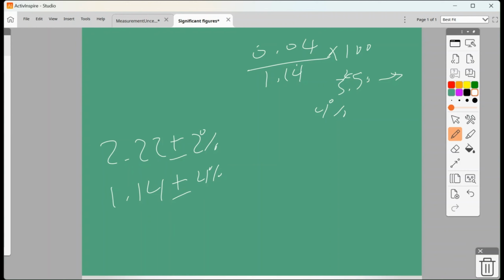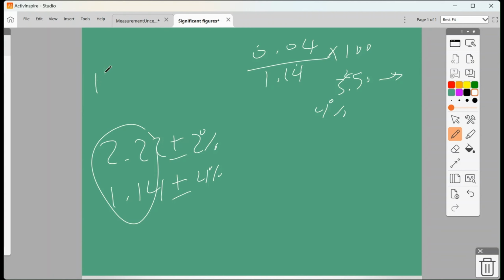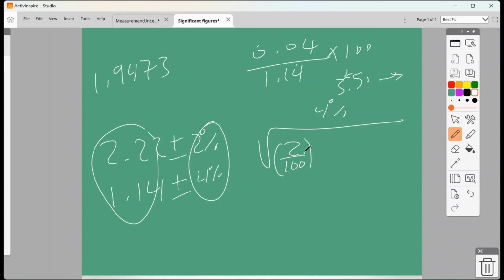So now we divided this and we got an answer earlier as 1.9473, and so on. So we will add this in the formula. First percentage squared, so 2.2 divided by 100 because it's a percentage, all squared, plus this is also a percentage, so 4 divided by 100 all squared.